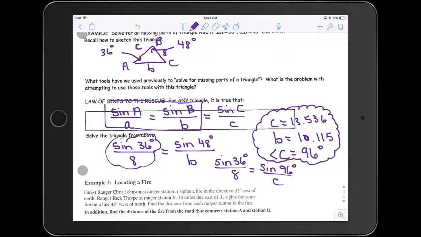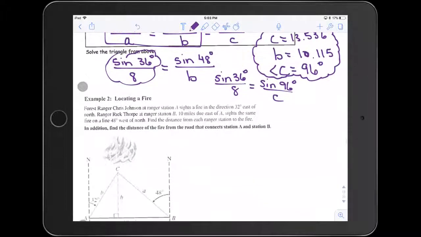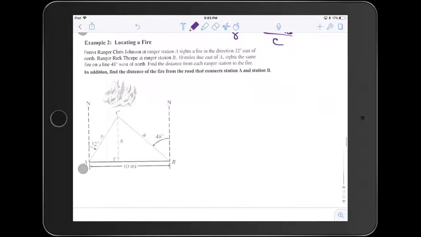So now let's go down here and get right into an application problem, because really that's kind of where we go with pre-calculus. It says Forest Ranger Chris Johnson at a ranger station A sights a fire at the direction of 32 degrees east of north. We've talked about that. We're talking about going east from the north direction. So we know going this way is east, going the other way would be west. Let's see, east of north.